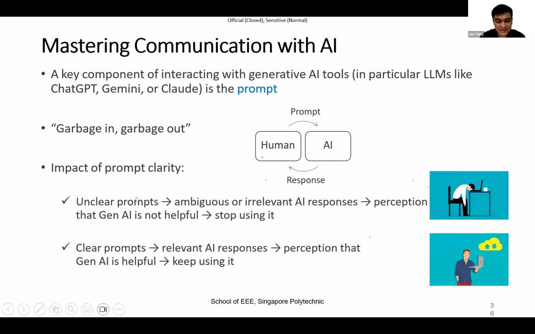In terms of prompt clarity, if your input is not very clear, the AI will generate ambiguous or irrelevant responses. With unclear prompts, the AI gives you an unclear, not so good response, and you stop using it. But with clear and detailed prompts, there will be relevant AI responses and the perception that Gen AI is helpful. So I won't say that Gen AI is bad. If you know how to use prompting, that will be good for you.